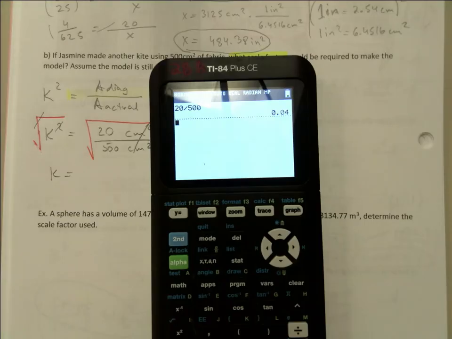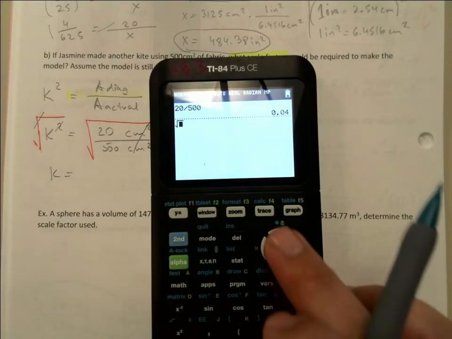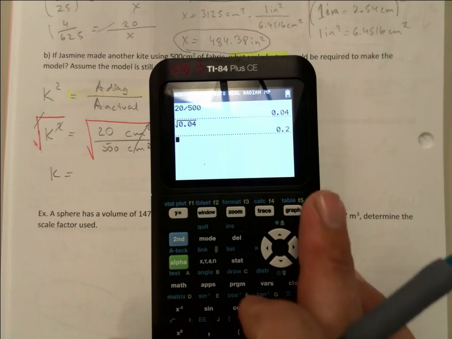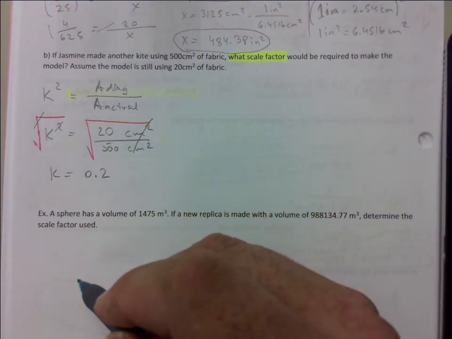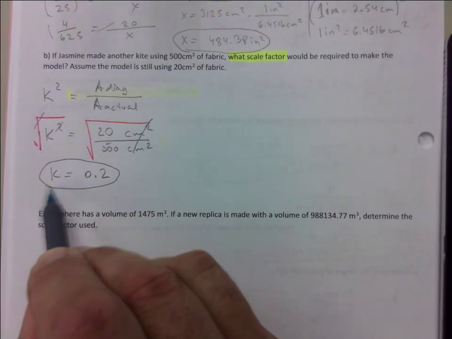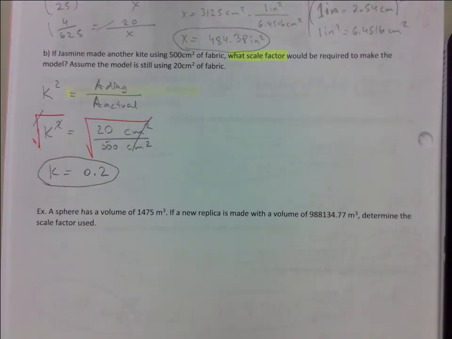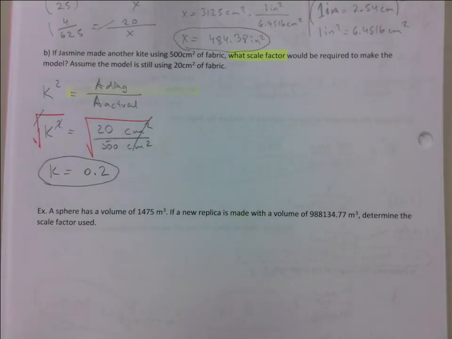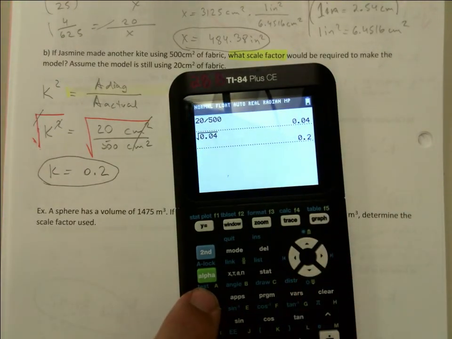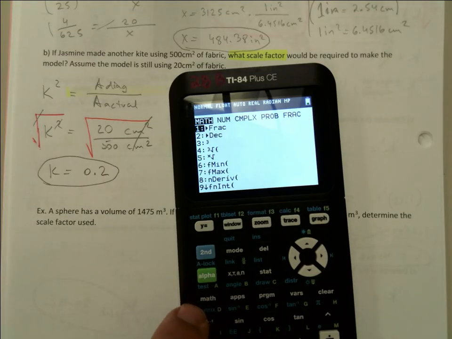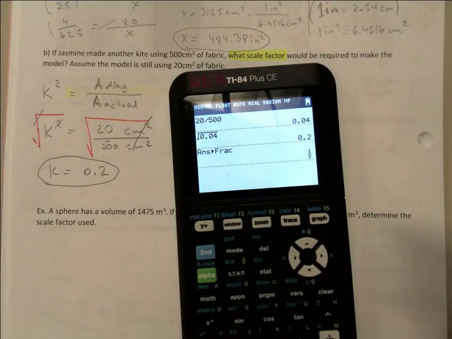I'm showing you how to type it in properly, right? Then you take the square root of that, or use brackets, it's up to you, but it's 0.2. It doesn't say to state it in a certain format, so I'll just leave it like that, okay? 0.2 is your answer. Do you remember the trick to turn it into a fraction? 1 over 5. 20%. That's right. So you go math, fraction, you turn it into 1 over 5.